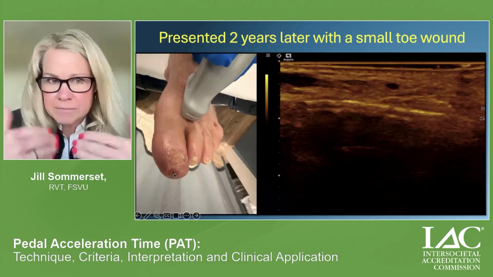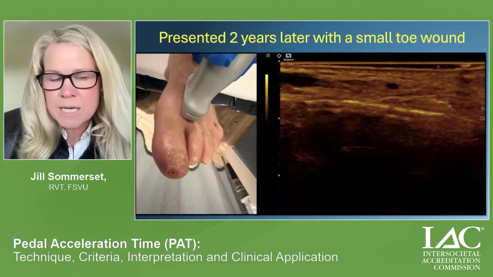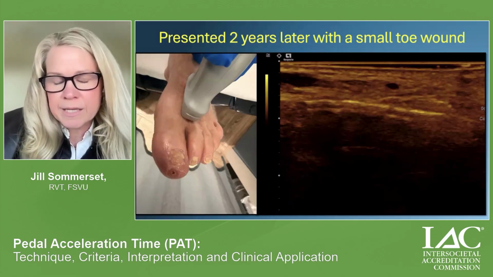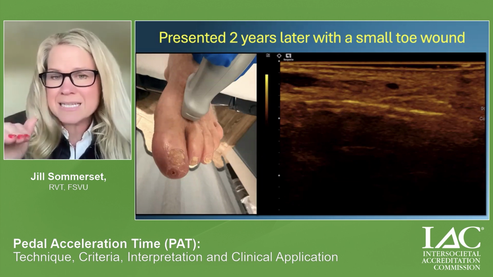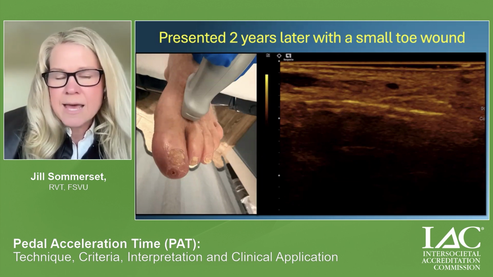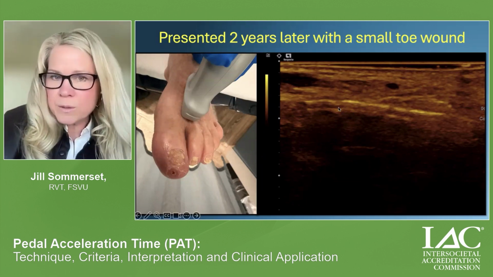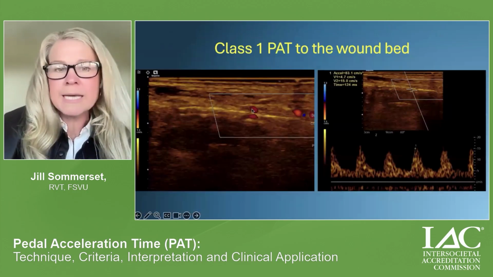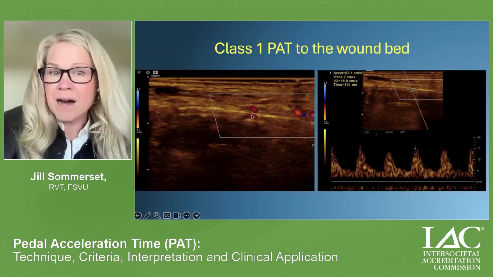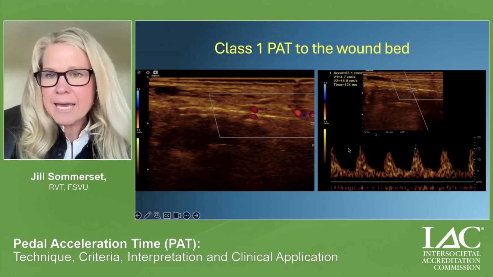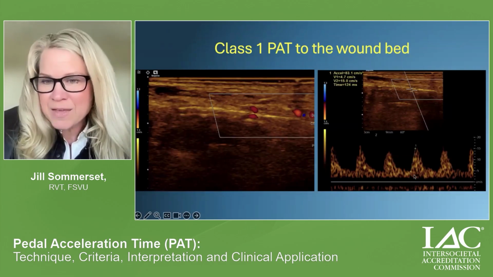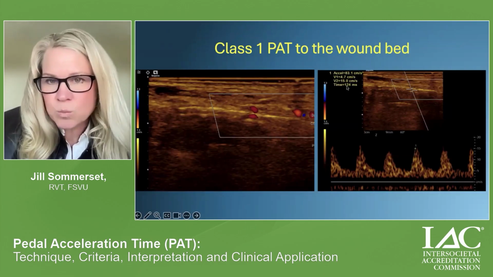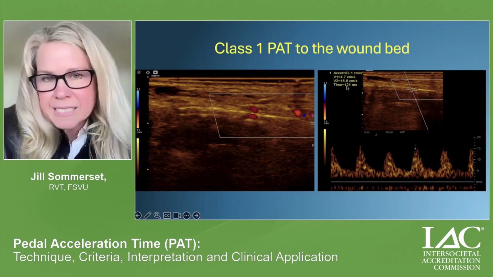And we've educated him to come back if you have any other wounds. And unfortunately, he was wearing ill-fitting shoes. He's insensate, so he can't feel his toes. The minute I put the probe down, what do we see? We see this high calcium burden vessel. And we see color skipping, not a lot of good color filling. But when we put the Doppler in there, he has a measurable class 1 or low class 2 PAT.